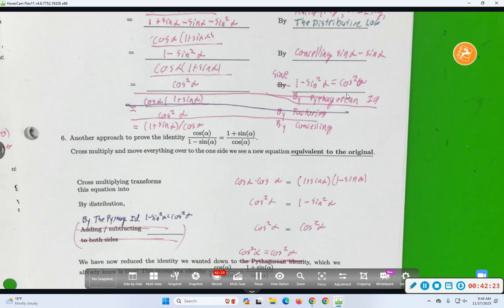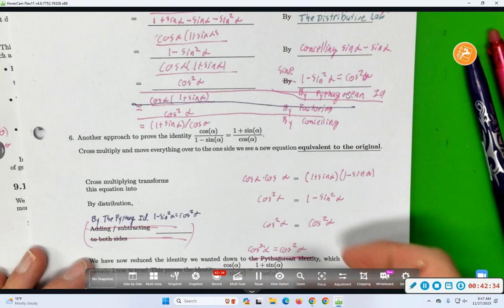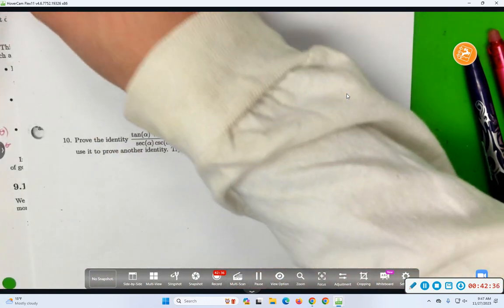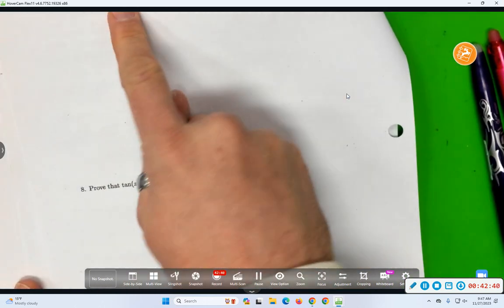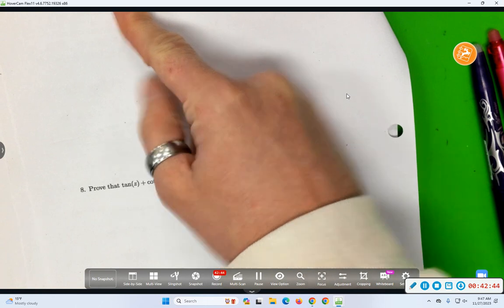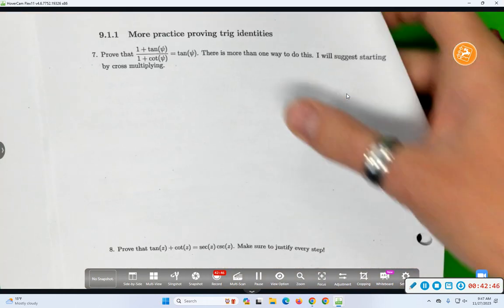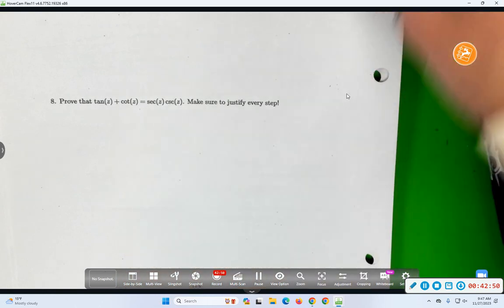Cool. So, all that this pack contains, I'm running low on time, low enough that I don't think we have enough time to do another one, is more examples of the same thing. You can build new identities from old. We will start by proving that 1 plus tangent psi over cotangent psi is equal to tangent psi. We will prove this identity.